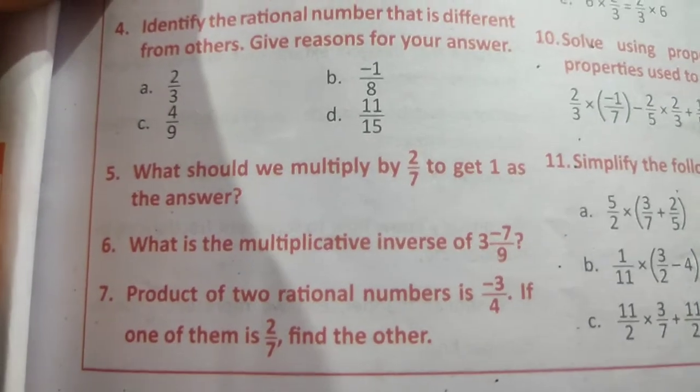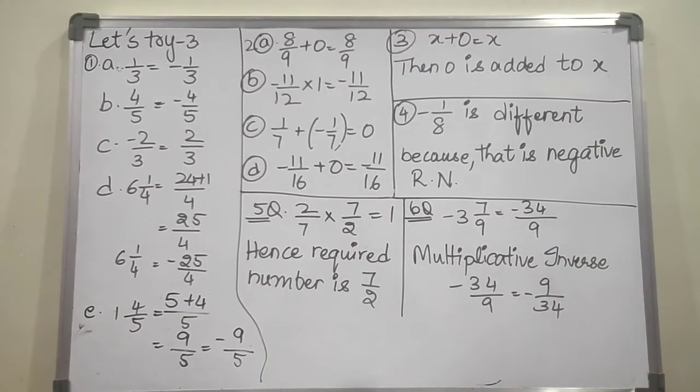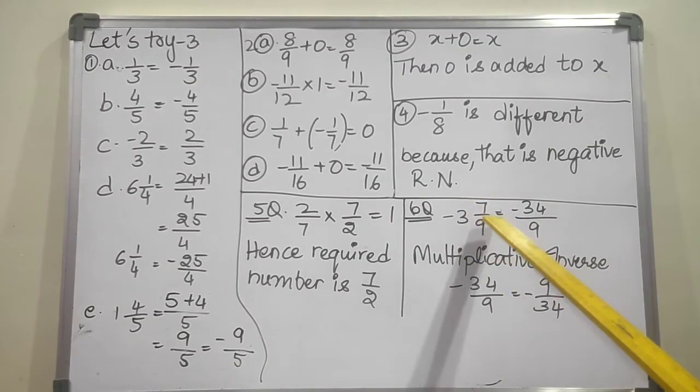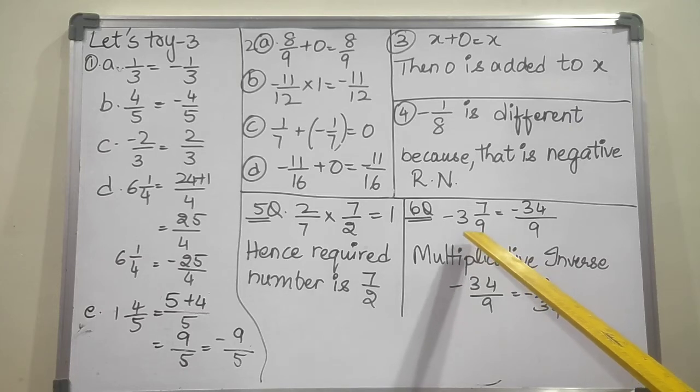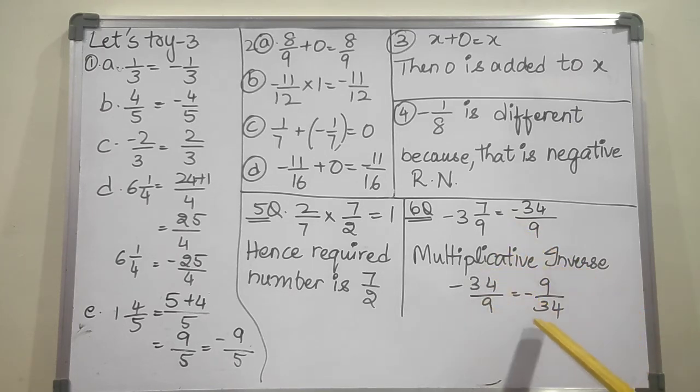What is the multiplicative inverse of minus 3 7 by 9? Here we have converted this mixed fraction into an improper fraction. So minus 34 by 9. The multiplicative inverse of this is minus 9 by 34. Now let us see the seventh question.